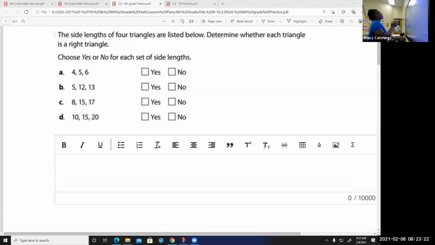Now remember we said if it makes a right triangle, it has to satisfy the formula a squared plus b squared equals c squared. C is always your longest side, or whatever your longest number is. So for each of these answer choices, we're going to have to substitute them into that equation and see if they'll work. For instance, A. The longest side is 6. So that means I would have 4 squared plus 5 squared, and I would try to prove if it's equal to 6 squared. What's 4 squared, somebody?